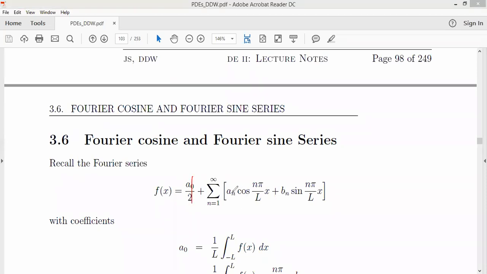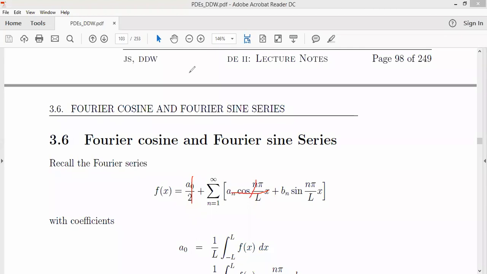Then An is 0, the whole of this term is out. So you simply remain with Bn sine n pi x over L. And that's what we have expressed there, that this is approximated to be simply the sum from n equal to 1 to infinity of Bn sine n pi x over L.